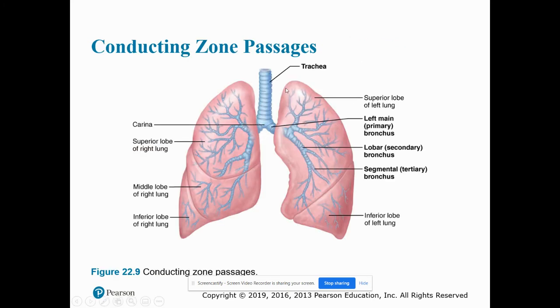So we have the trachea, and then the bronchi, and then this is showing going into the lobar or secondary bronchus here, and then segmental would be down in here.